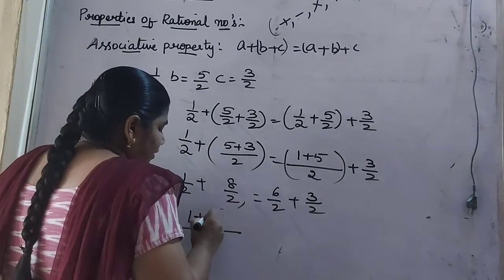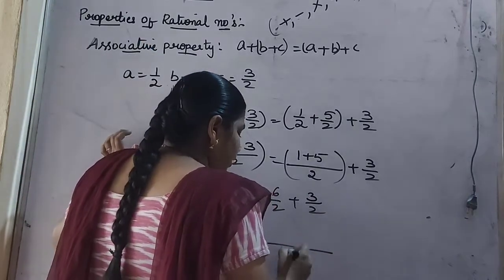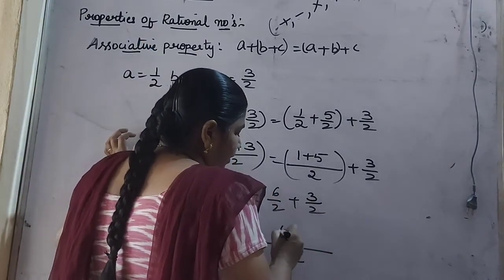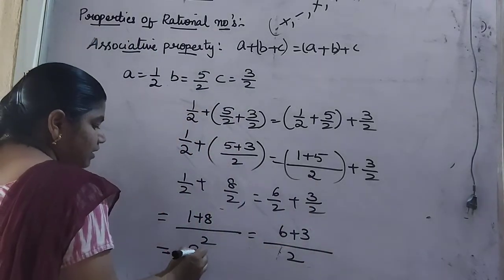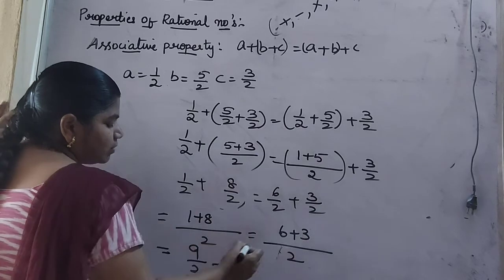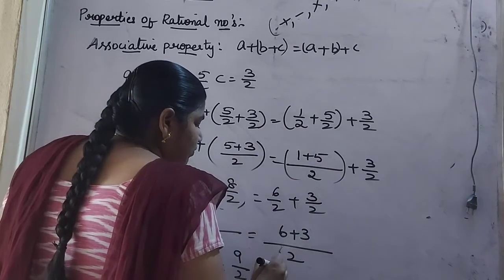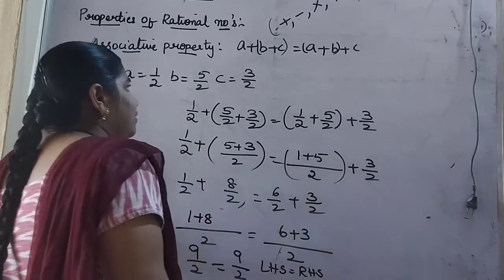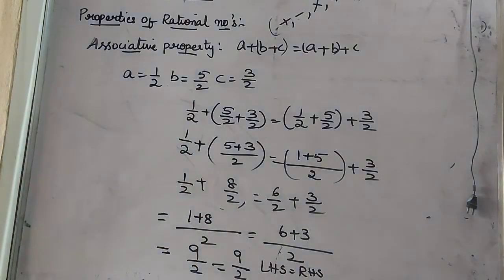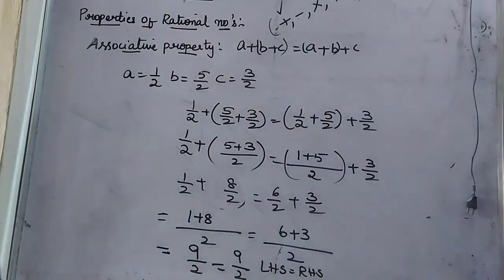So directly add the numerator values 1 plus 8, and here both the denominator values are equal, add the numerator values, that is 6 plus 3. Okay, so here 1 plus 8 is 9, 9 by 2 is equals to 6 plus 3 is also 9, 9 by 2. So you got the LHS value and RHS values are equal, so we can say that it is satisfied under addition. So here associative property is satisfied under addition.